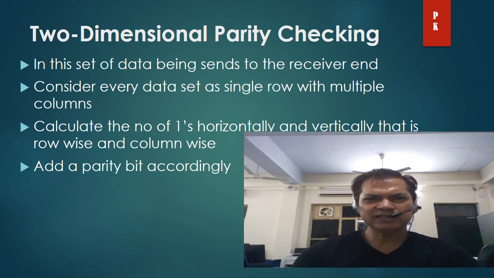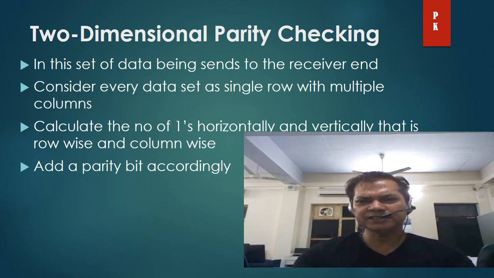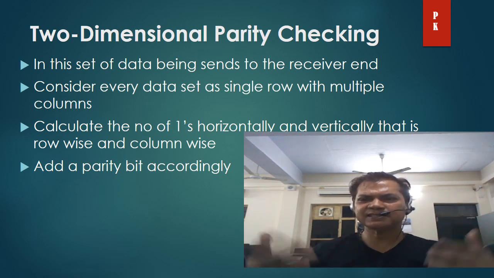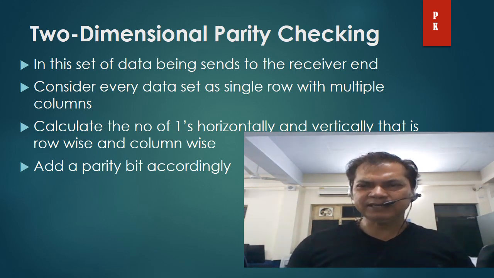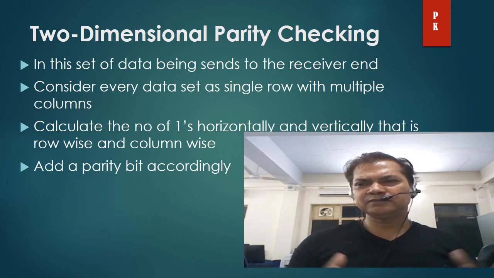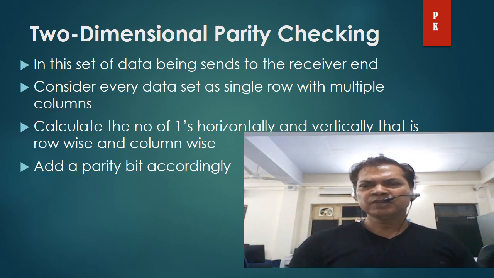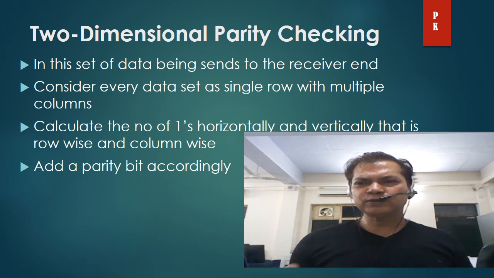Now in the two-dimensional parity checking method, a set of data is sent to the receiver end. Two-dimensional, as you all know, means the rows and columns of bits. It means we have 4 sets, 5 sets, 6 sets of data, and each set has more than 1 bit. Assume, just as an example, I am sending 4 sets of 8-bit data. So our columns are 8 and rows are 4.